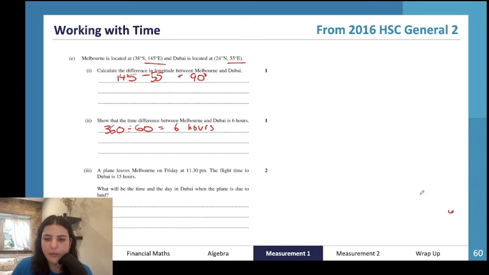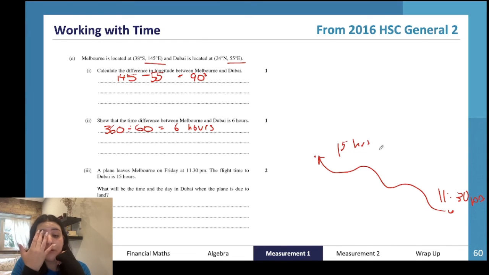So I'm over here in Melbourne, Dubai is over here. It's 11:30 p.m. and my flight takes off, right? I get to Dubai 15 hours later. I want to call my friend in Melbourne 15 hours later to be like, hey, I landed. What's 15 hours after 11:30 p.m.?